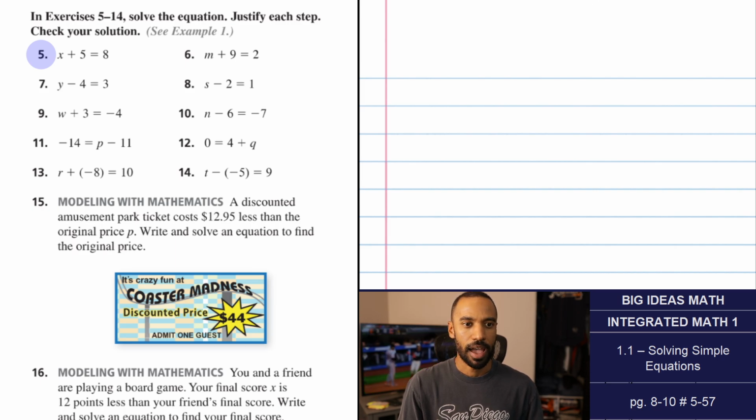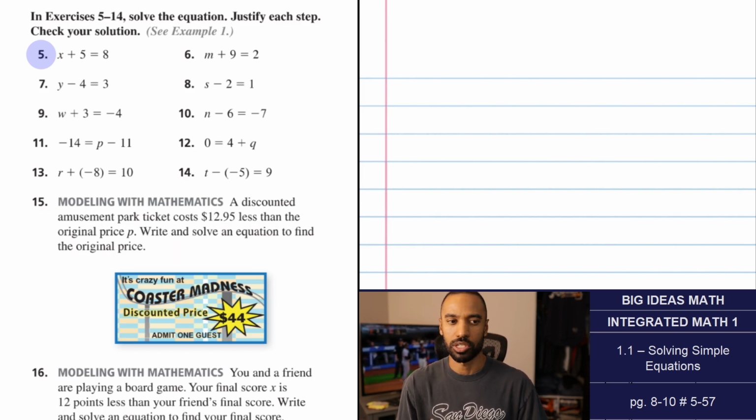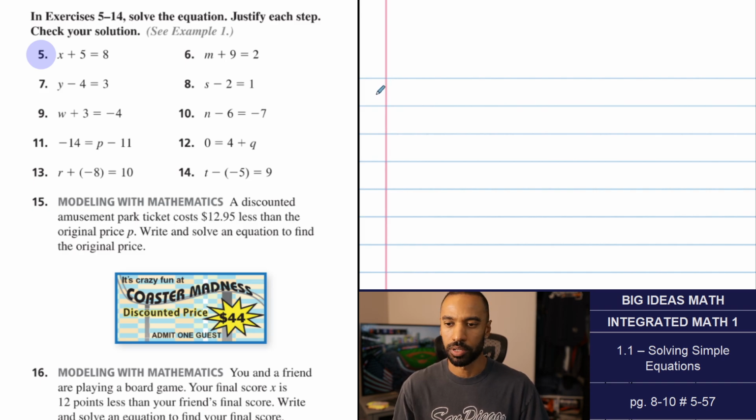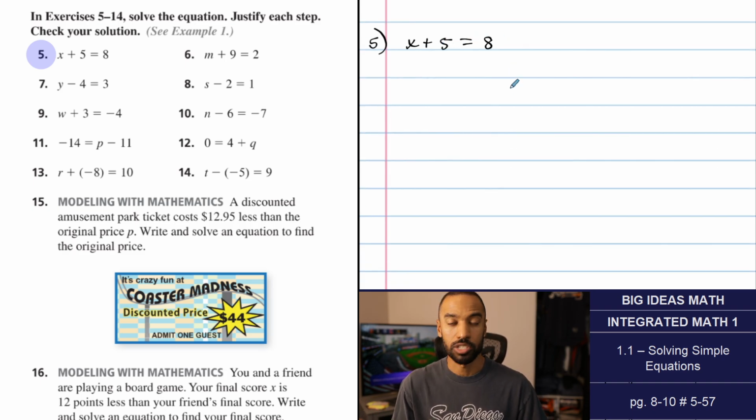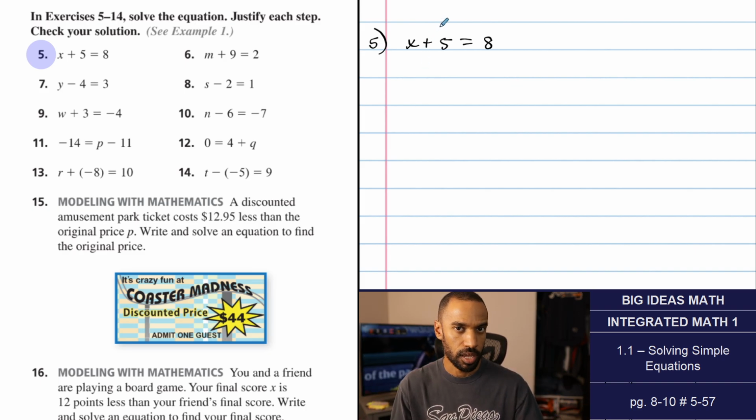All right, numbers 5 through 14, they say solve the equation, justify each step, check your solution. Now, when I justify each step, I'm just going to show the action of what's occurring on each one. I'll state them out loud. I will double check them on the side here. X plus 5 equals 8. I want to find out what value of x makes the left side equal the right side. I think we all know that 3 plus 5 is 8, and that would be the answer.